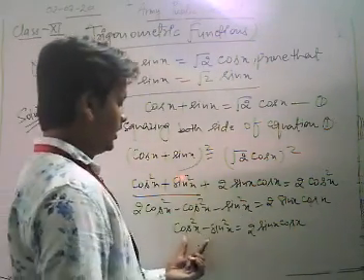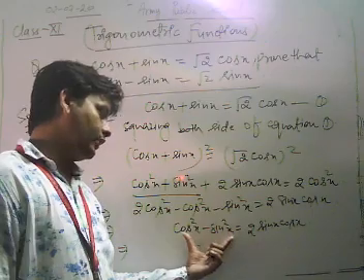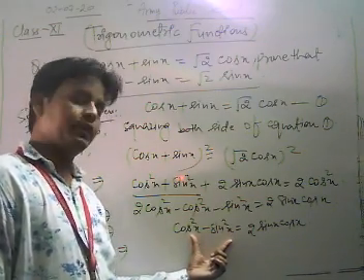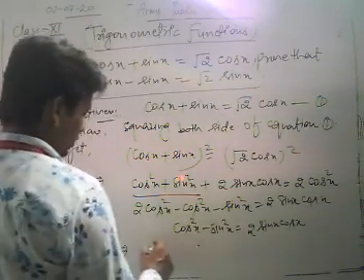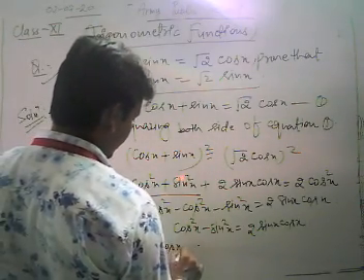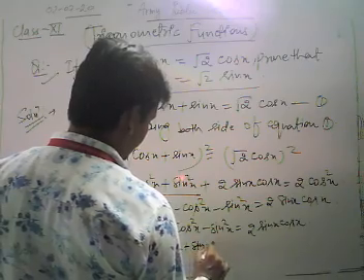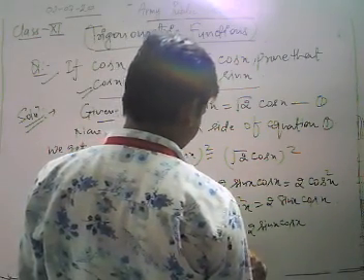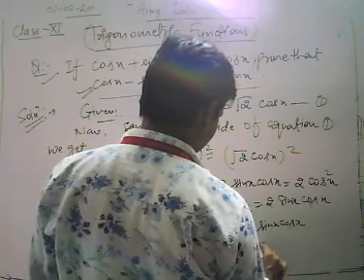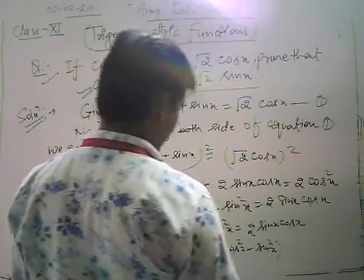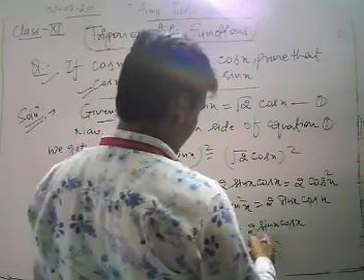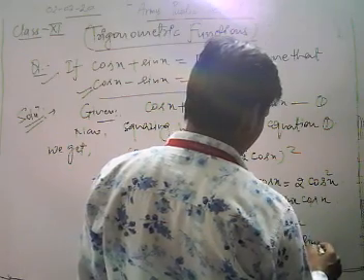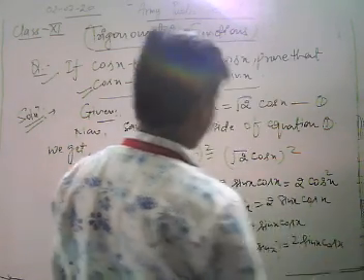Now here we use the identity a square minus b square, that is a plus b into a minus b. So here we get cos x plus sin x into cos x minus sin x is equal to 2 sin x into cos x.